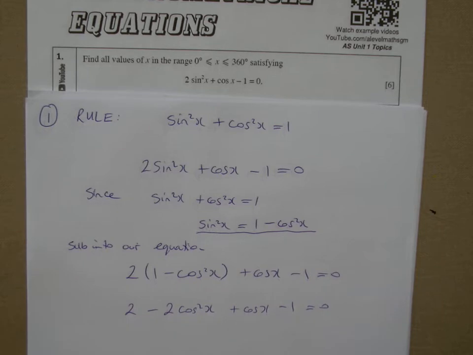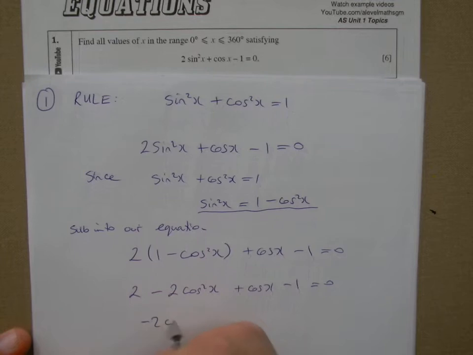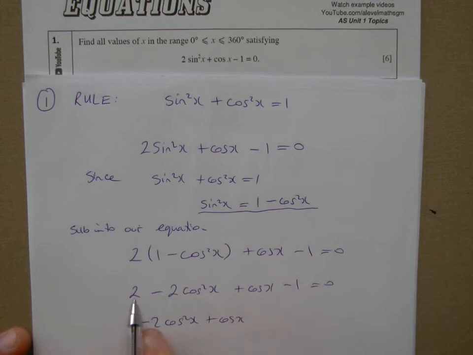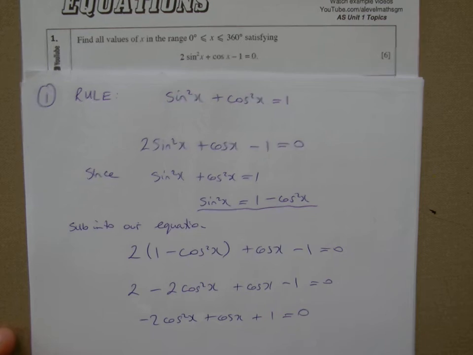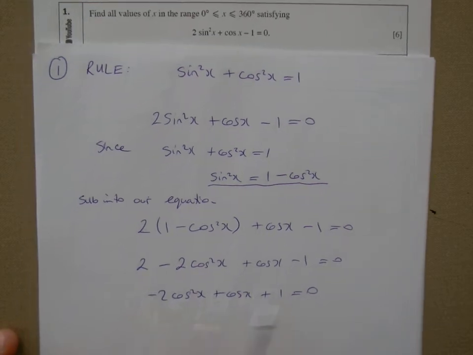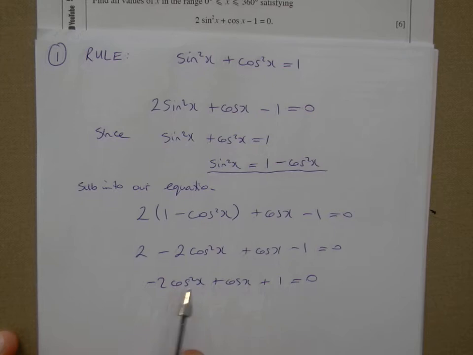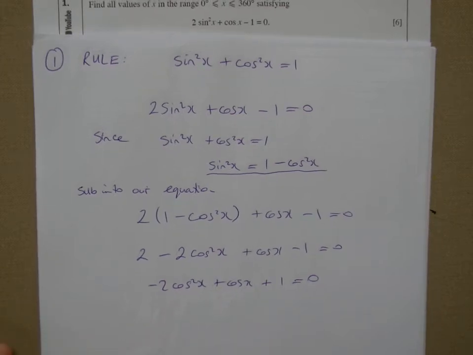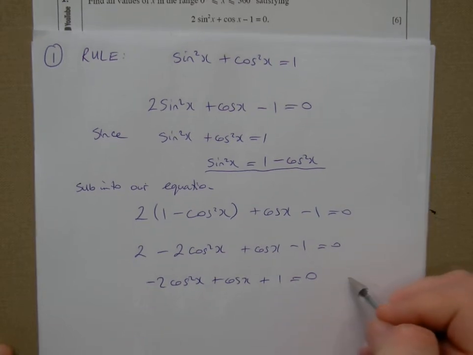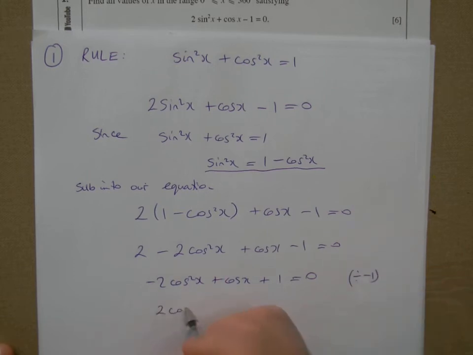Multiply the bracket out, and then I've got this result. Now, I'll simplify this. So I'll put the minus 2 cos squared x at the start, plus cos x, and then because it's 2 take away 1, that'll become plus 1, and that will equal 0. Now, this looks much more like a quadratic that I'm almost happy with, and they're all in terms of cos now. They're all in terms of the same function, which is ideal. The only thing I'm not happy with is the minus in front. I'm never happy with a minus in front of the square term. So I'll divide by minus 1, and I'll change all the signs.